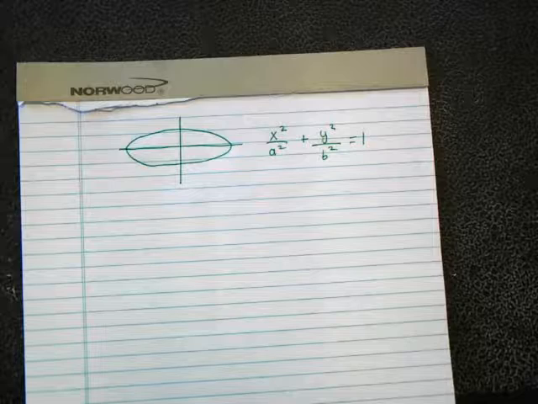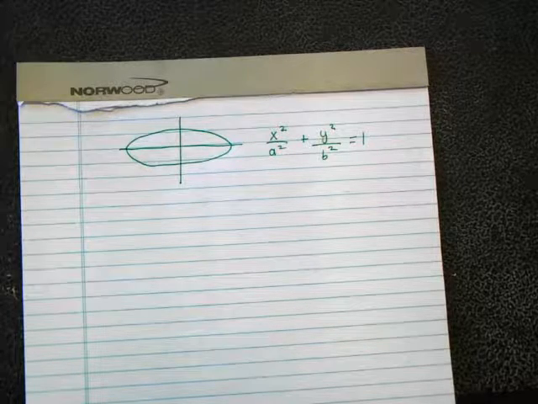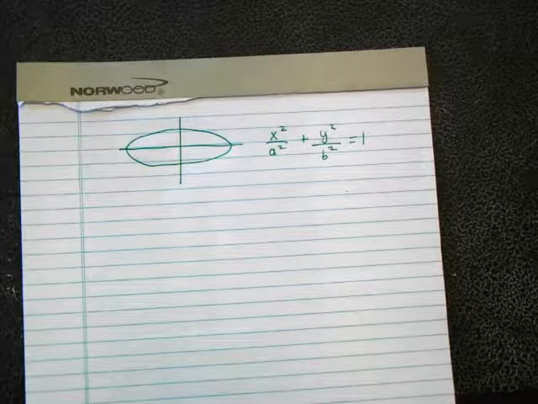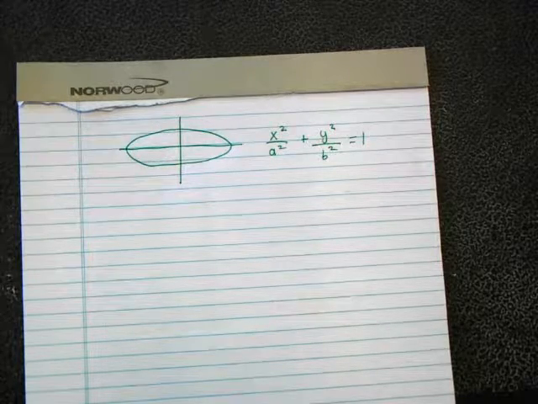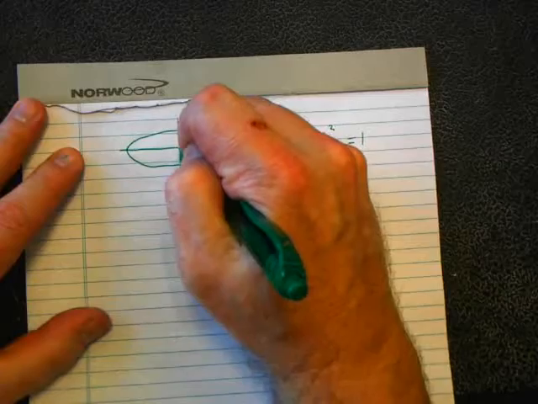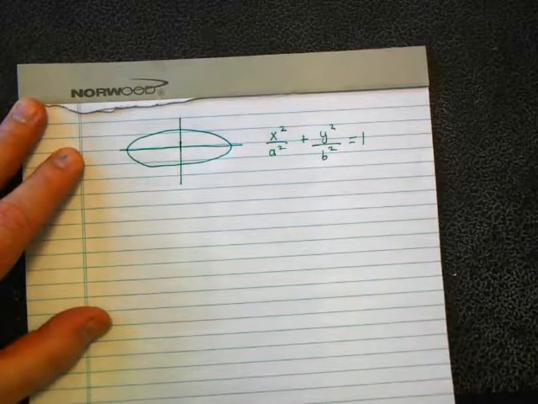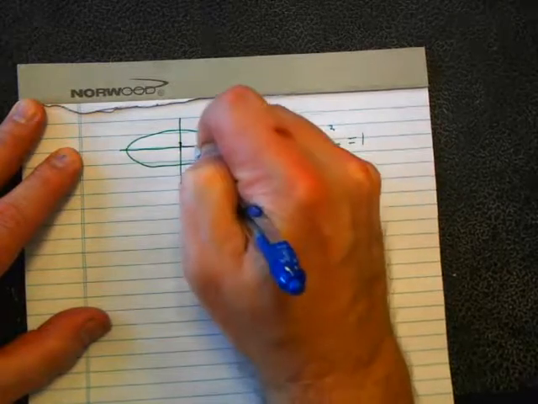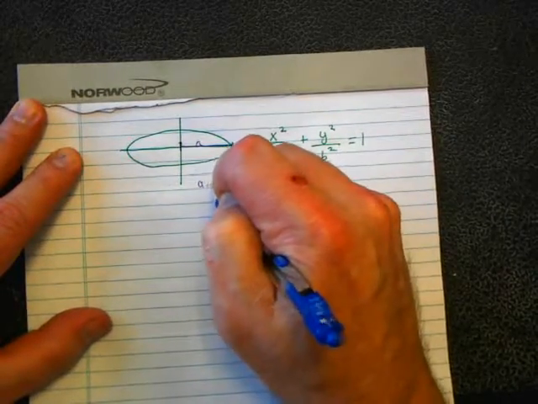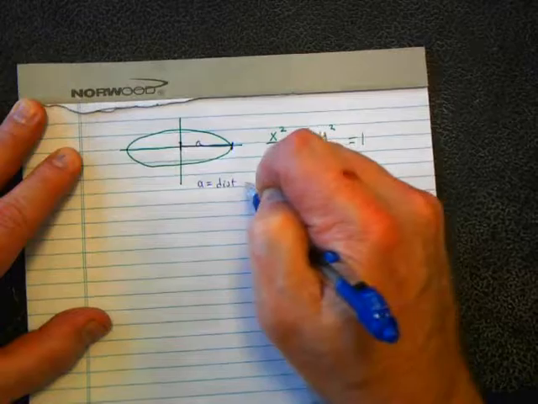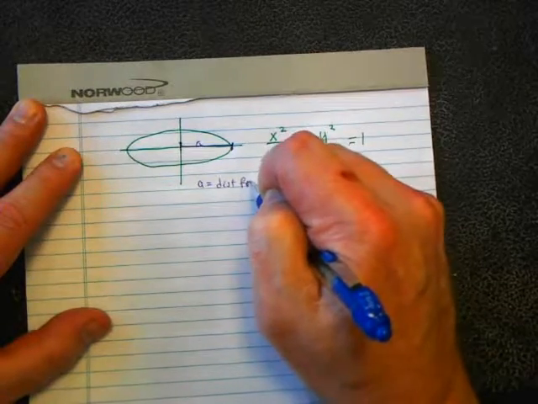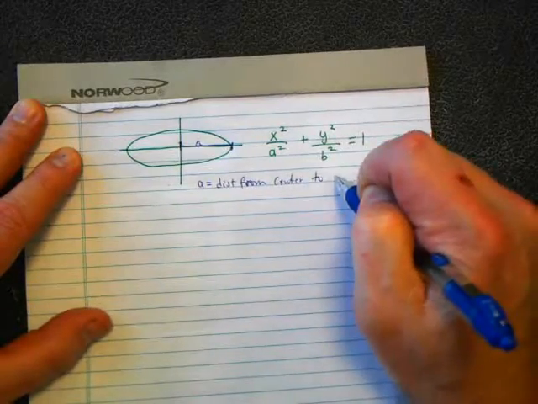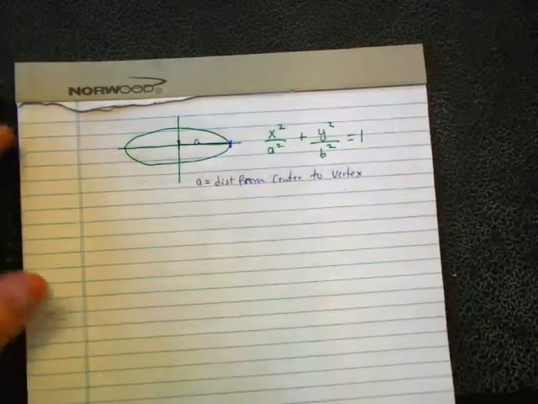Where, what's A again? Center to vertex, all the way out. So A is from here to there. That one's A. A equals distance from center to vertex. And what's B?